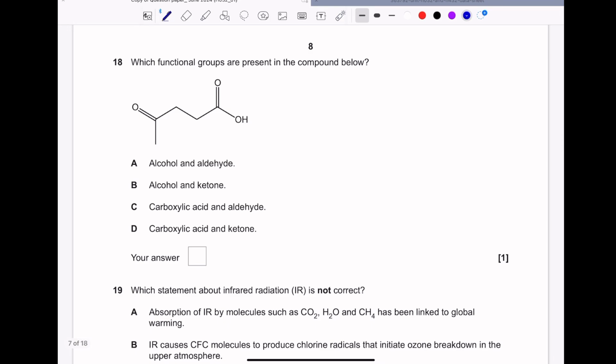Question 18 is which functional groups are present in the compound below? So this end is a carboxyl end, so it's a carboxylic acid. And that looks like a ketone, so option D.